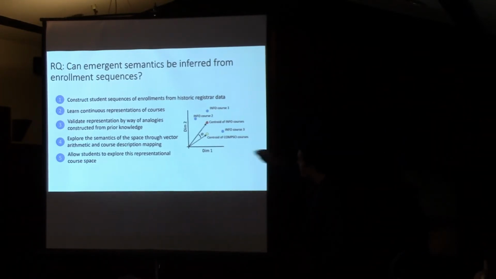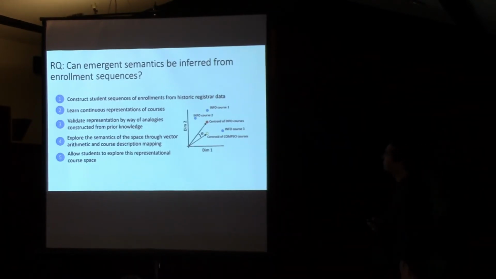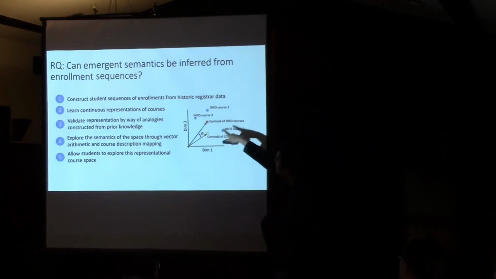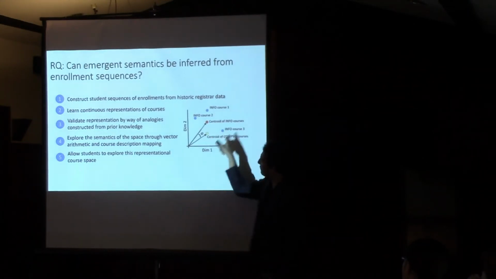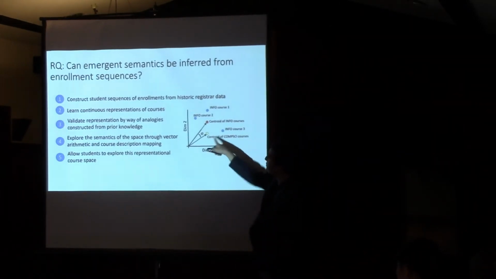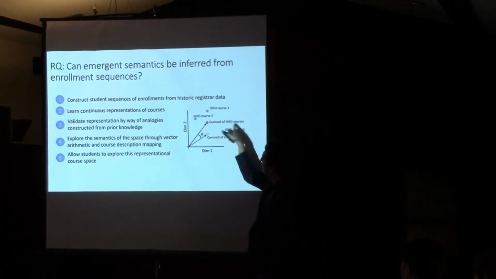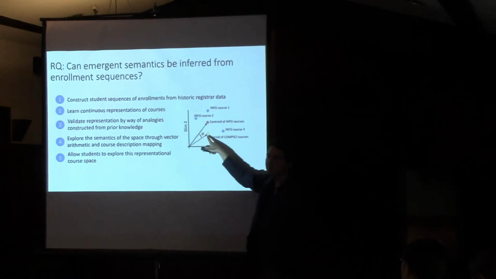And then we explore the semantic space through vector arithmetic, much like Mikolov did in language. And then we allow students to explore this representational space through software. And here you see an example now. Vectors are courses. This is Info 1, 2, 3. And then this is the centroid for info, which is just the average of all those info school vectors. And here is the centroid of computer science. And you can ask, how similar is computer science to information by looking at the cosine similarity between those two centroids?